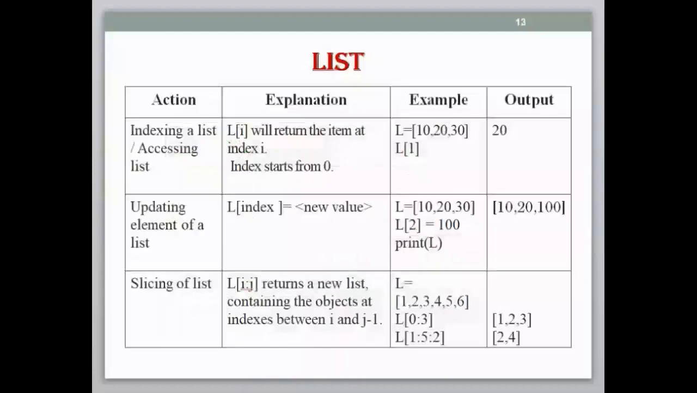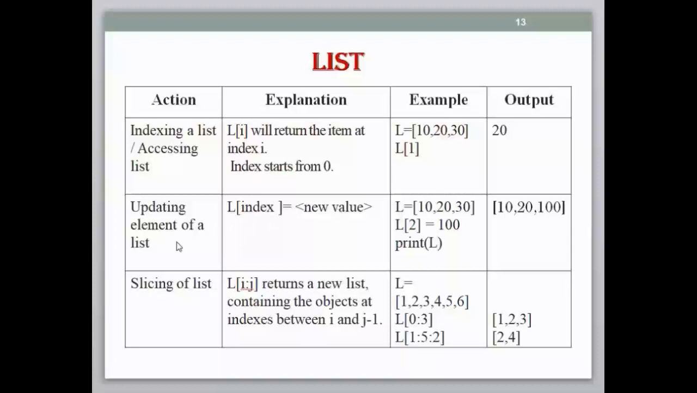So let's talk about some of the operations performed on a list, like if you have to do the indexing of a list or accessing a list. So how can you do that? L[i] will return the item at index i. Index starts from 0, just the same as the string. Like you have L equals [10, 20, 30] and you want to print L[1], it will print the element which is stored at index 1, which is 20.